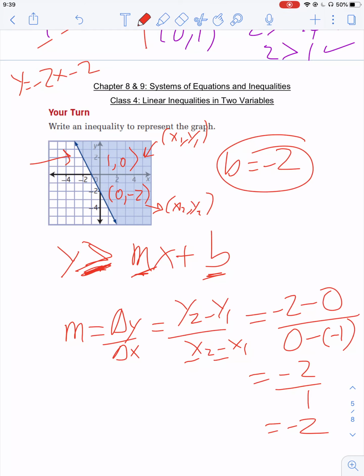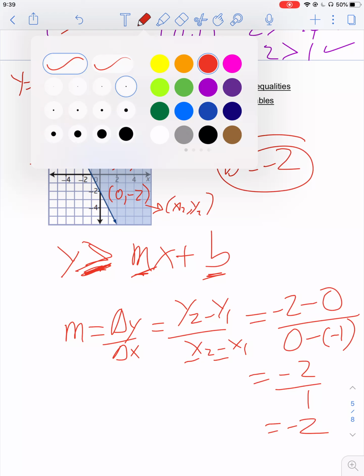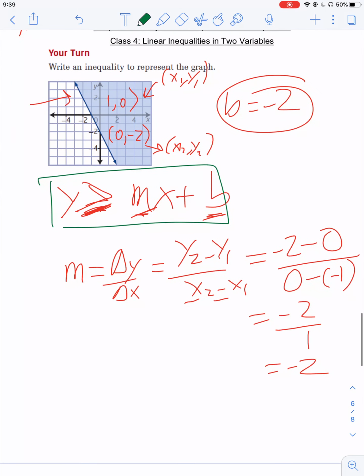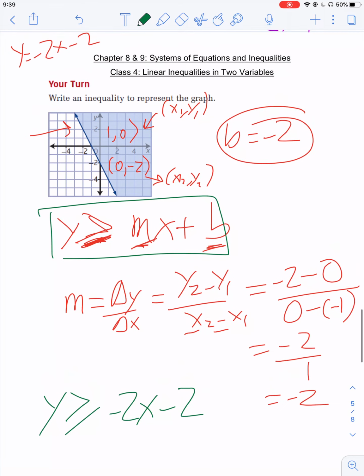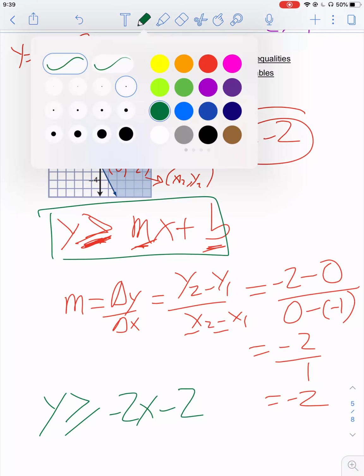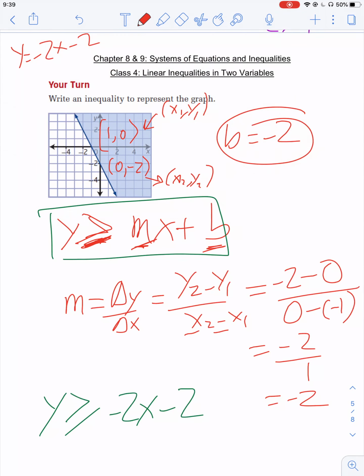But remember, because you have a region, you need to write this as an inequality. So your final answer will be y is greater than or equal to -2x - 2. This is how you would find the equation. Finding the inequality is not that difficult. The only tricky part is to find the equation of the line. And in most cases, it's very simple because the y-intercept might be directly given to you.